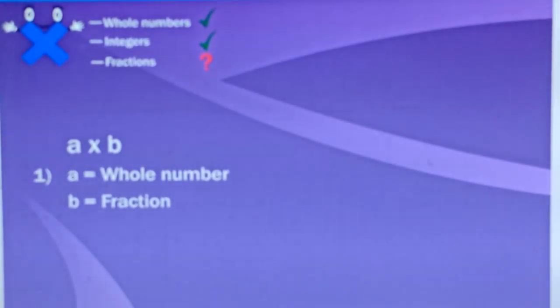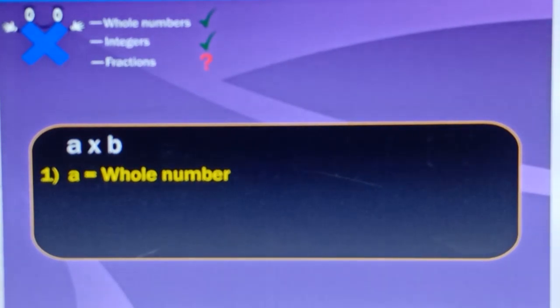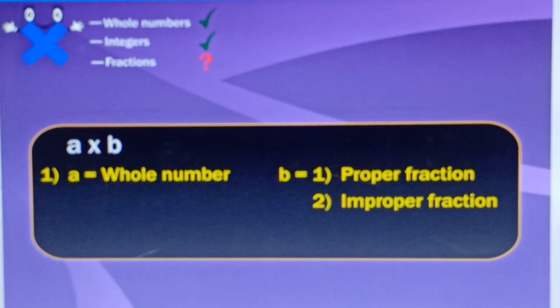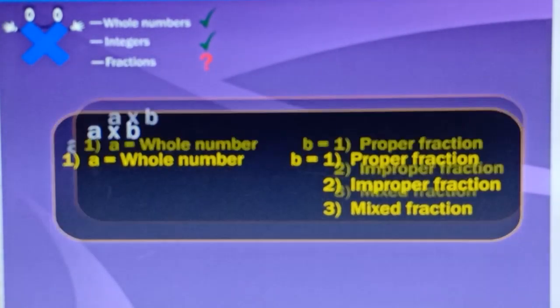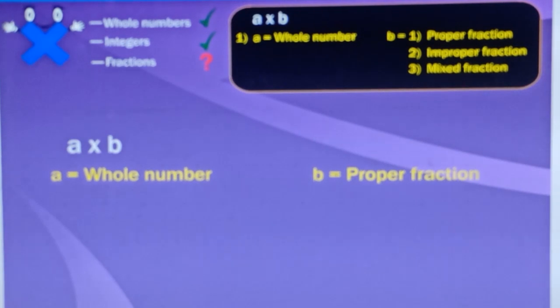When we study the first sub-problem, we see that when one of the numbers is a whole number and the other a fraction, this fraction could be a proper fraction, an improper fraction, or a mixed fraction. We handle all three types of products in very similar ways. We will first study the product of a whole number with a proper fraction.